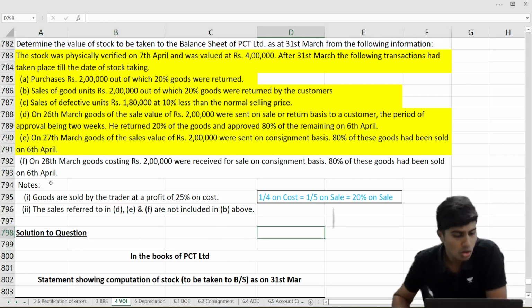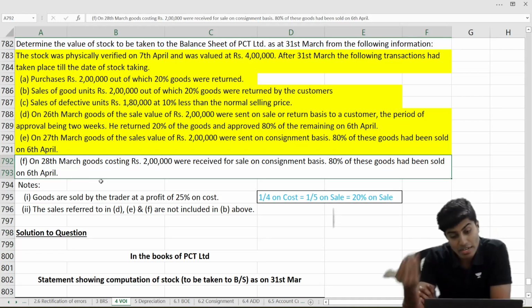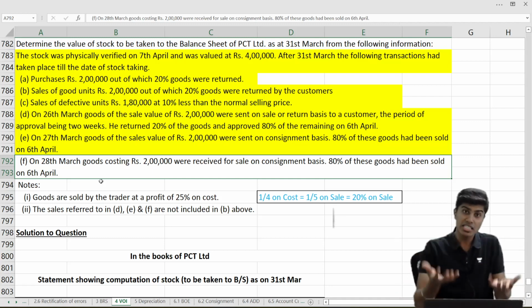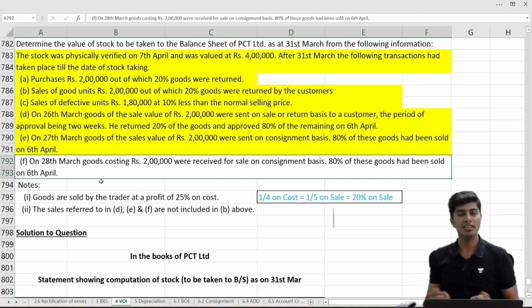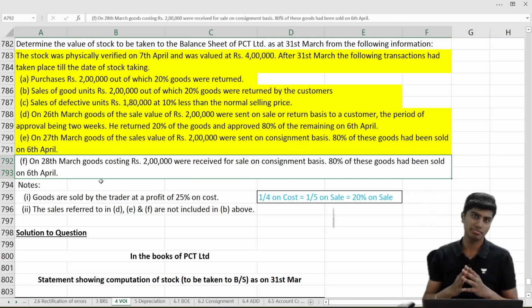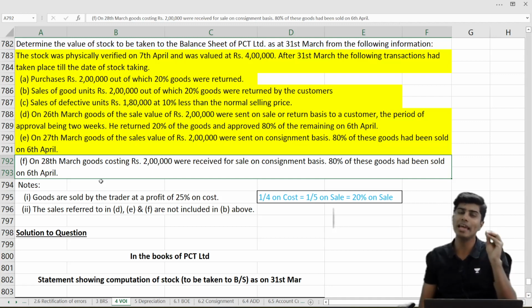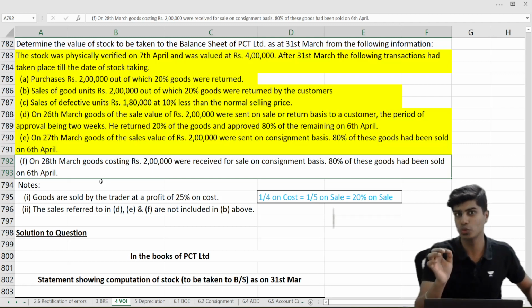What is the last one? On 28th of March, goods costing 2 lakh were received for sale on consignment basis. In this part, we are receiving the stock on consignment. We are the consignee. We are the agent and we are working for some other principal for commission. When we are agent, we only have possession of these goods received on consignment. We don't have ownership.